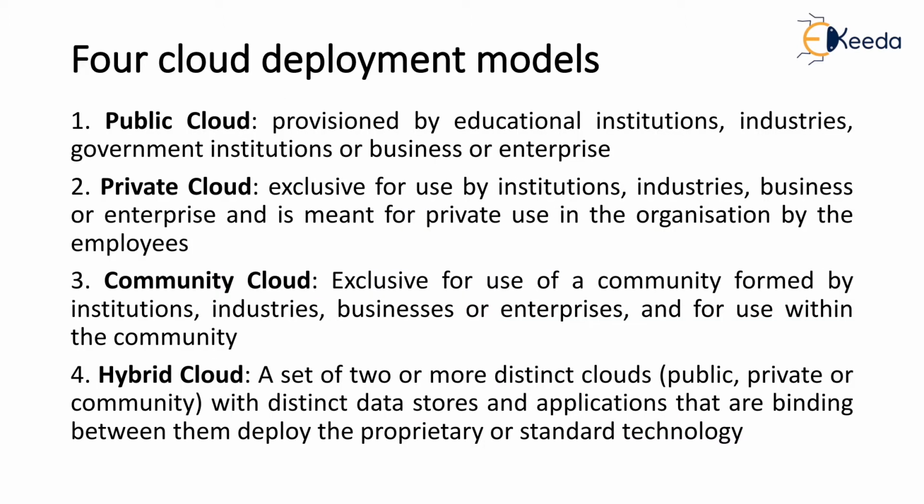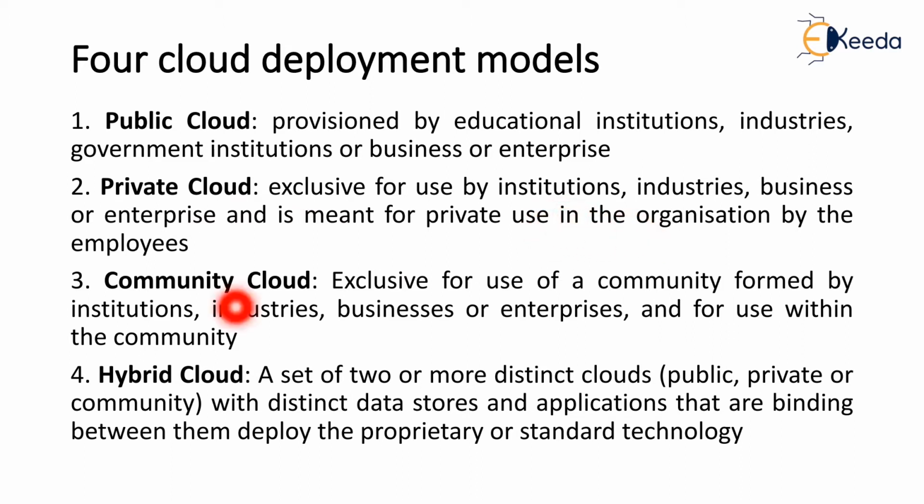So basically there are four cloud deployment models. First one is the public cloud, second one is the private cloud, third one is community cloud, and fourth one is hybrid cloud. The public cloud is provisioned by educational institutions, industries, government institutions, or business or enterprises. Public cloud is meant for public use. The private cloud is exclusive for use by institutions, industries, business or enterprise, and is meant for private use in the organization by the employees.